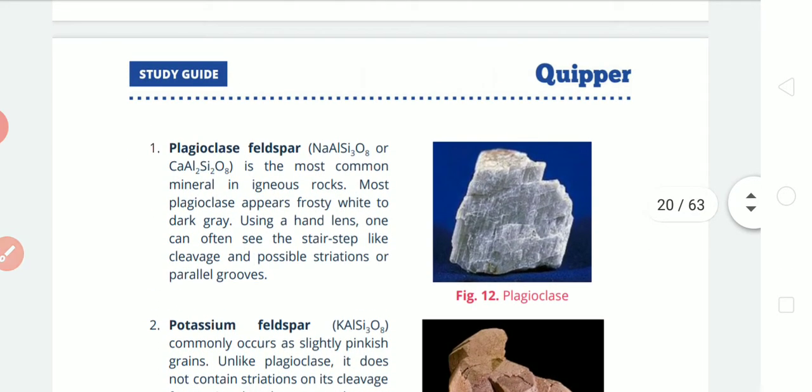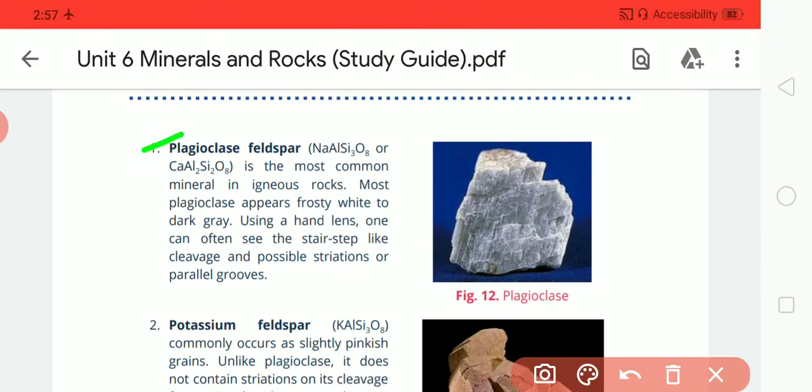So we have here two kinds of feldspar. First one is plagioclase feldspar, which is the most common mineral in igneous rock. Most plagioclase appear frosty white to dark green. Using a hand lens, one can often see the stair-step like cleavage and possible striations of parallel grooves.